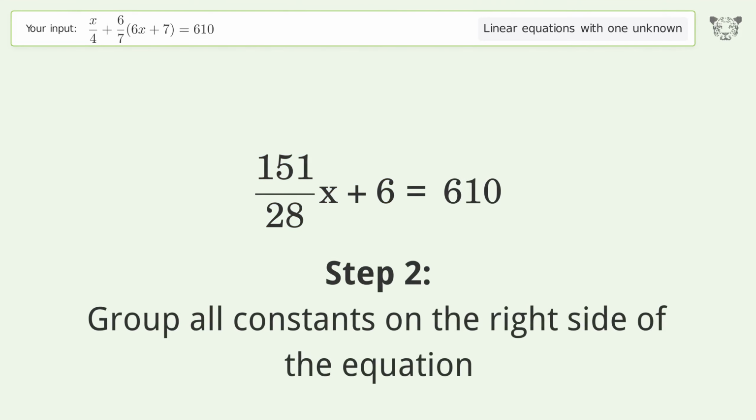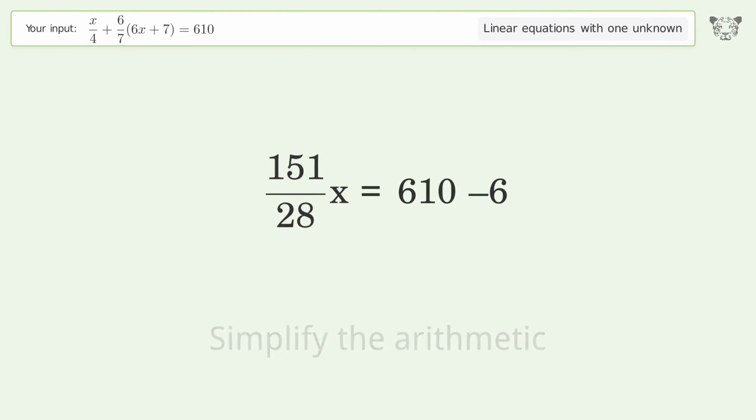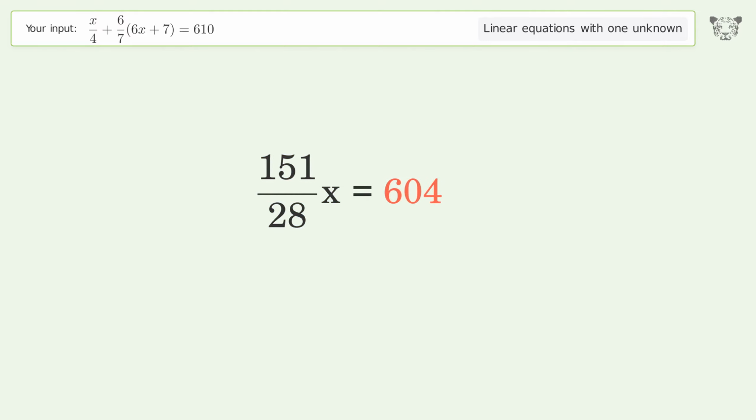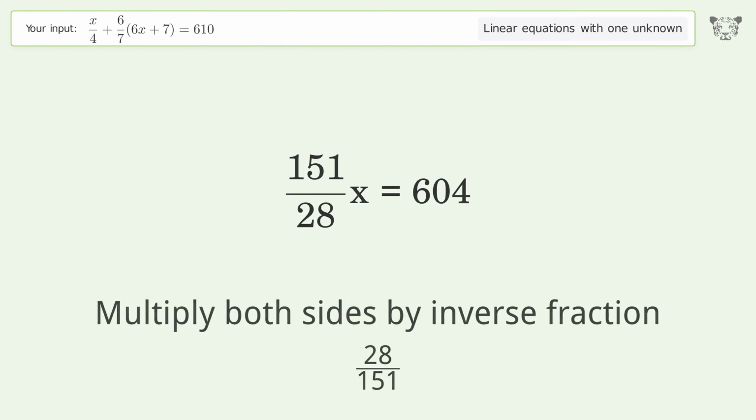Group all constants on the right side of the equation. Subtract 6 from both sides. Simplify the arithmetic. Isolate the x. Multiply both sides by inverse fraction 28 over 151.